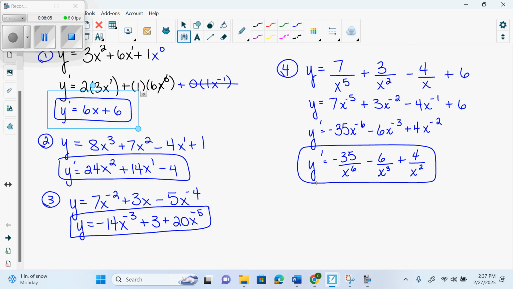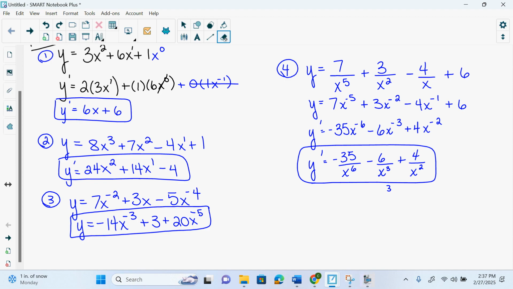Miss Lepp, is that minus 6 over x to the 5 or x to the 3? It's a 3. It's not a 5. A 5 would be this way. It's like this. It's a 3. We'd have to go that way to have a 5. A 3. I don't know how to make it a 3.